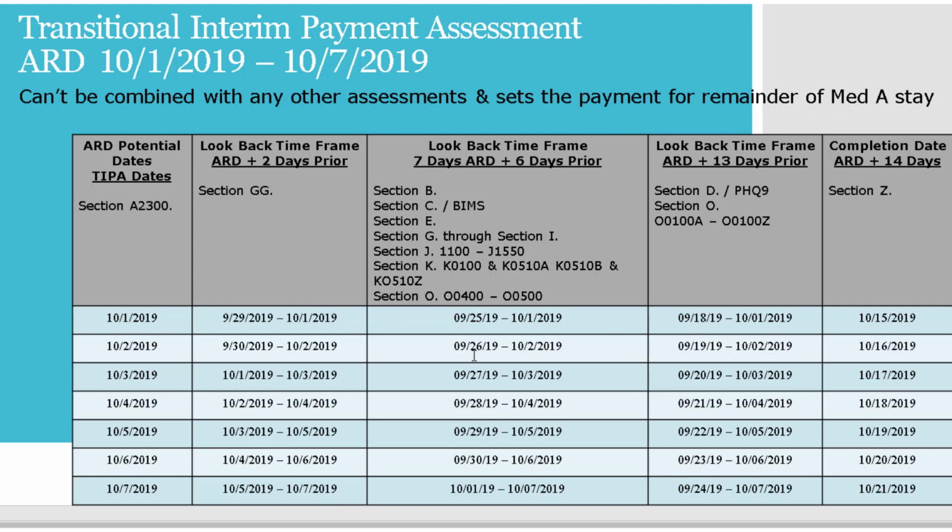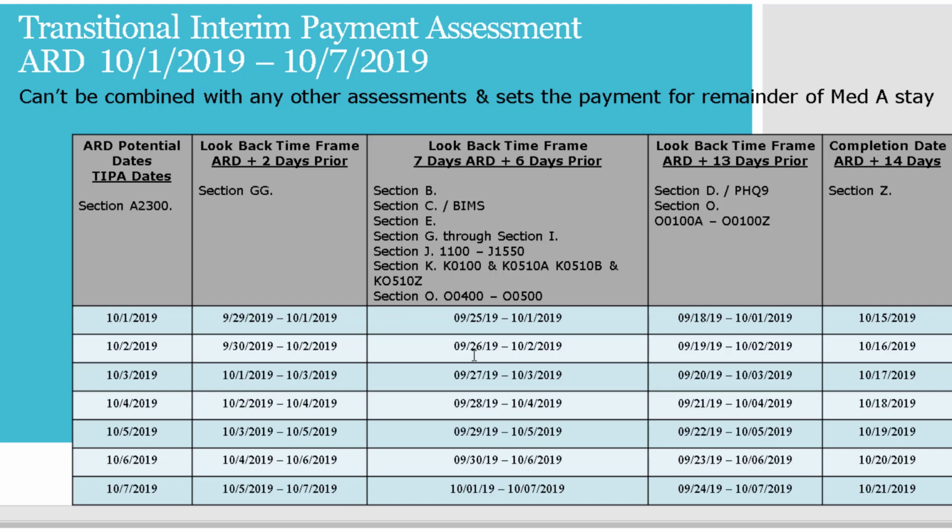The Transitional IPA must have an ARD between 10/1 through 10/7/2019. So this means A2300 must have the date of 10/1 through 10/7. So any one of those dates will work just fine.